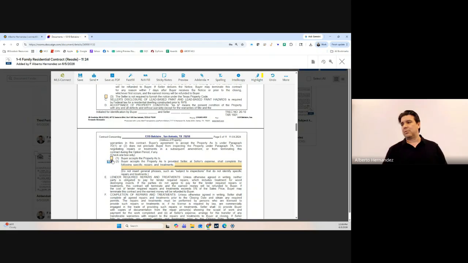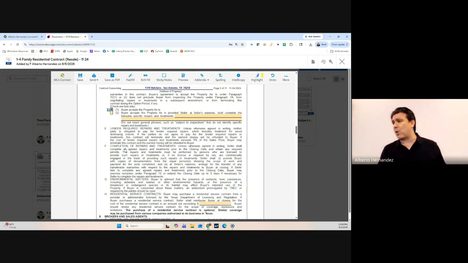Usually though, oops, wrong one, for dramatic effect, as is. Lender required repairs, usually we won't know about those until appraisal happens, right?